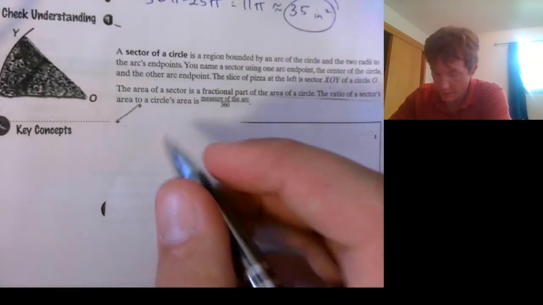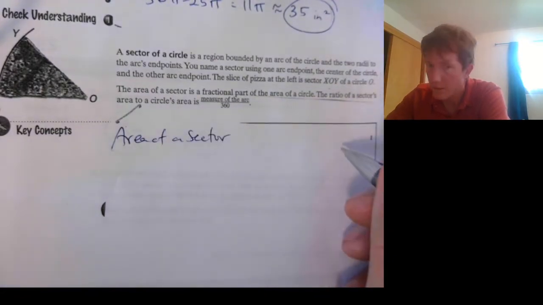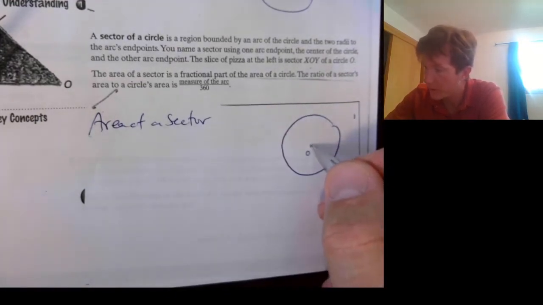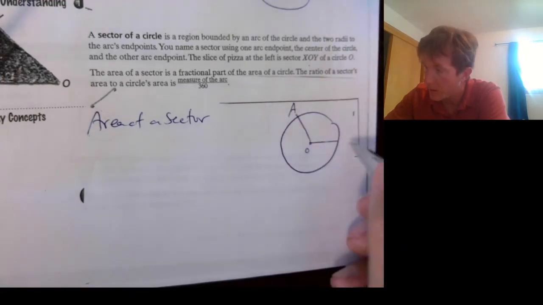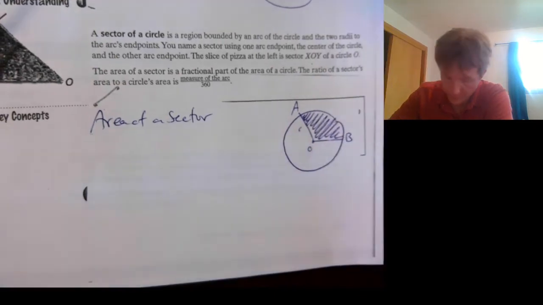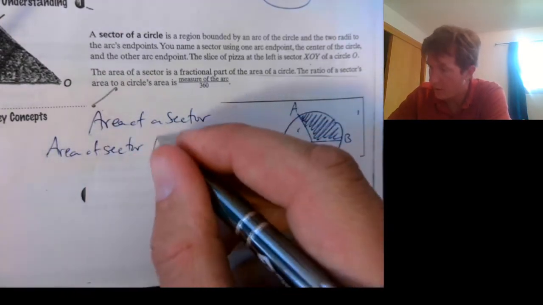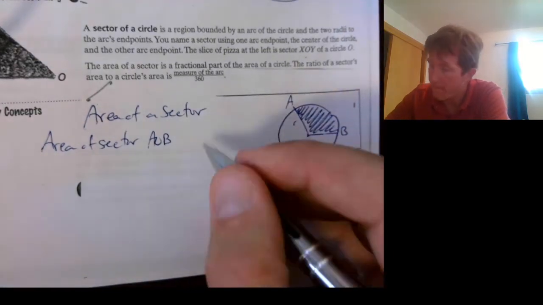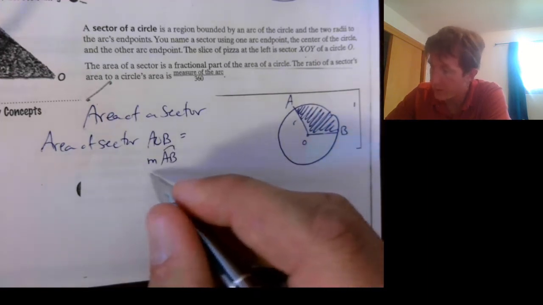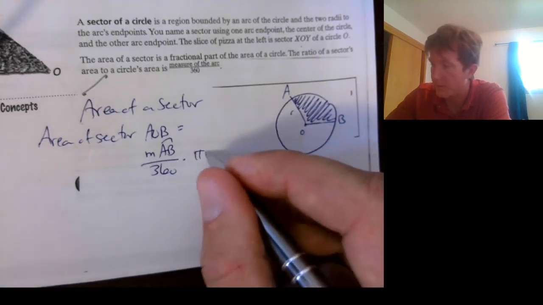So let's look at this. The area of a sector. Here we have our entire circle O, and we just want the little sector from A to B with the radius r. We're finding this area. So to get the area of that sector, AOB, the area is going to be the measure of the arc AB divided by 360 times the area of the entire circle, which is pi r squared.